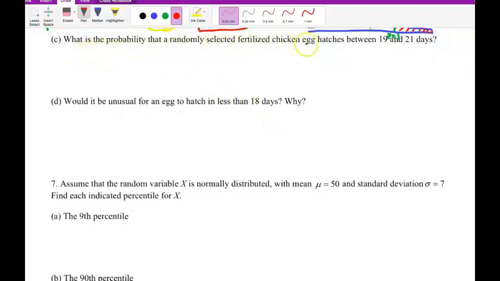What is the probability that we have our values between 19 and 21? So our x is between 19 and 21. So convert to z-score. The z1 is equal to our x, 19, minus 21. Standard deviation is 1. So that is equal to -2.